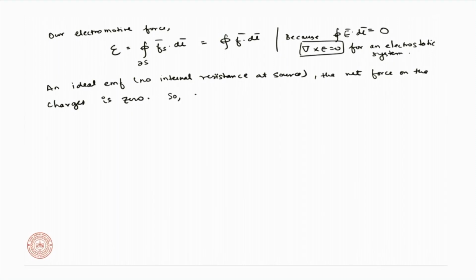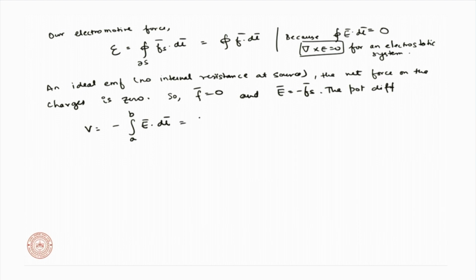Okay. So, if such is the case, then F is equal to 0 and E is equal to minus F_s. From here we can say that the voltage of the battery, the potential difference between 2 points A and B, is equal to the integral from A to B of E dot dl. This was our definition for potential difference. If you go back to the last lecture, you will find the potential difference derivation, and this is equal to minus F_s. Therefore, it is the integral from A to B of F_s dot dl.